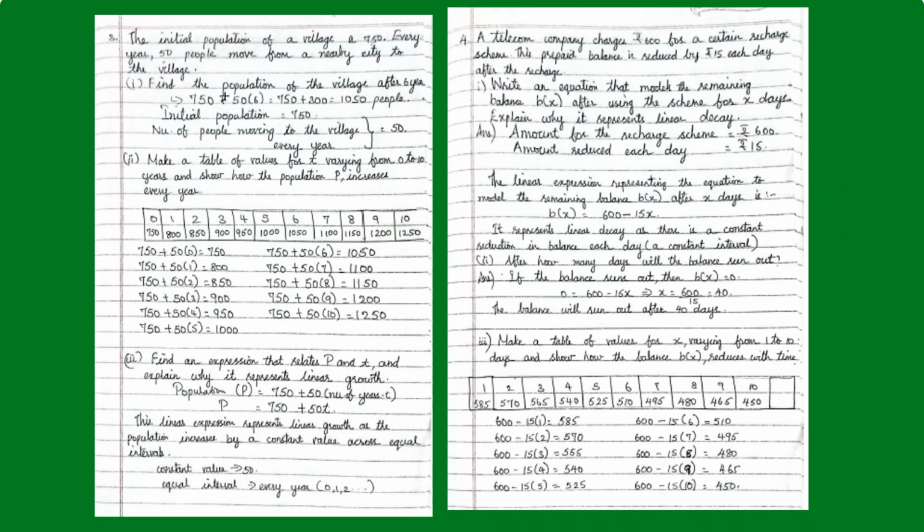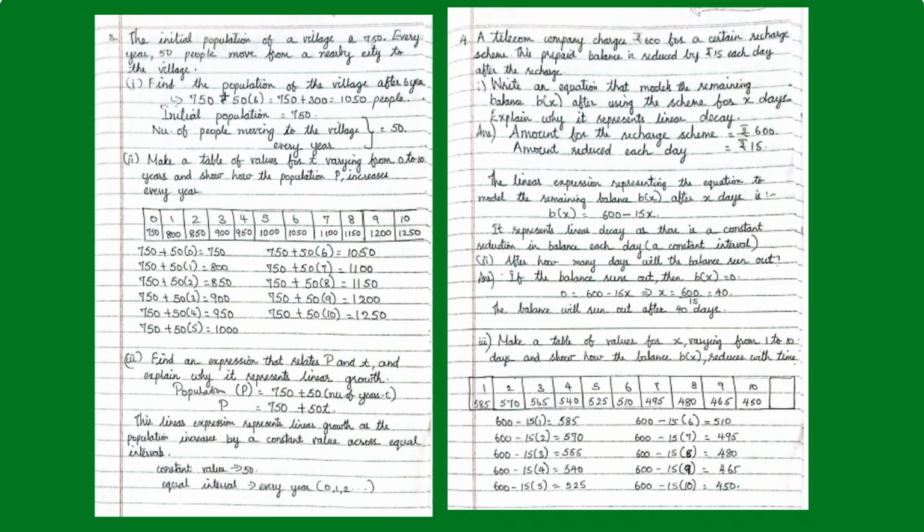Question number 4, a similar example. A telecom company charges 600 for a certain recharge scheme. The prepaid balance is reduced by 15 each day after the recharge. Write an equation that models the remaining balance after using the scheme for x days. Explain why it represents a linear decay. The initial amount will be 600. The amount reduced each day is 15. So the linear expression will be 600 minus 15x, which is a typical example of a linear decay.